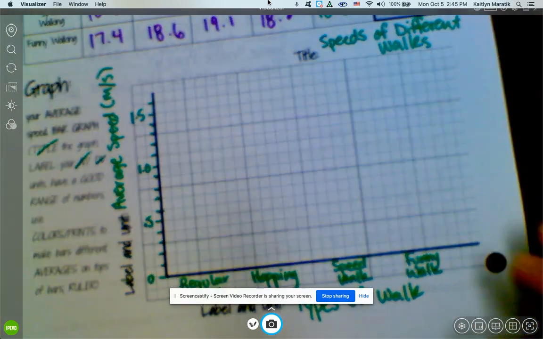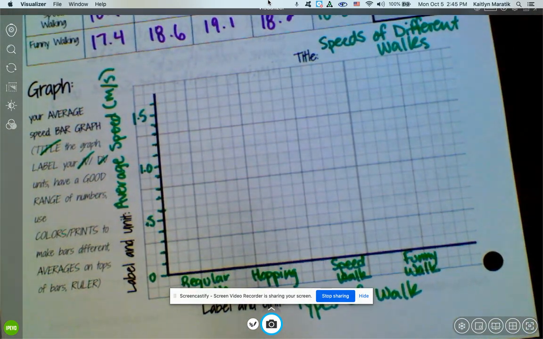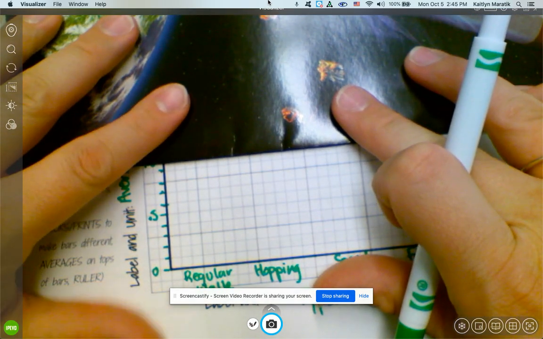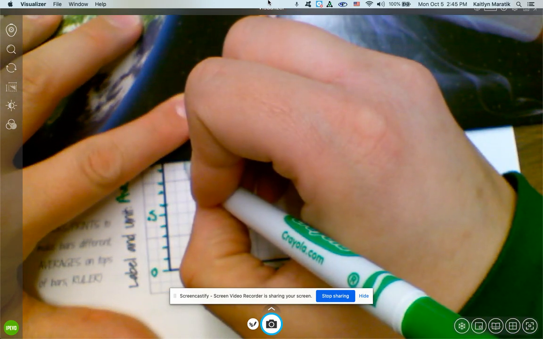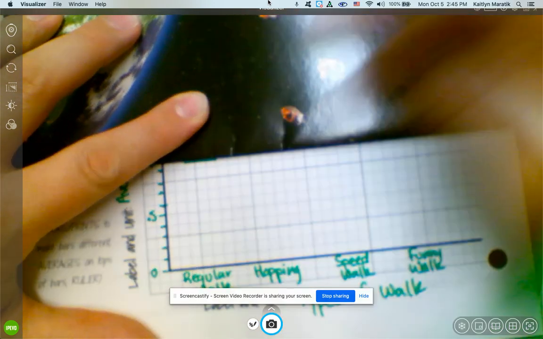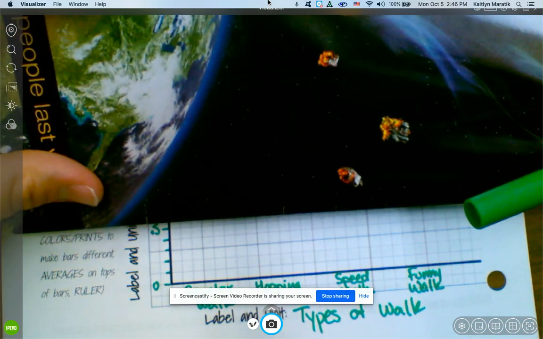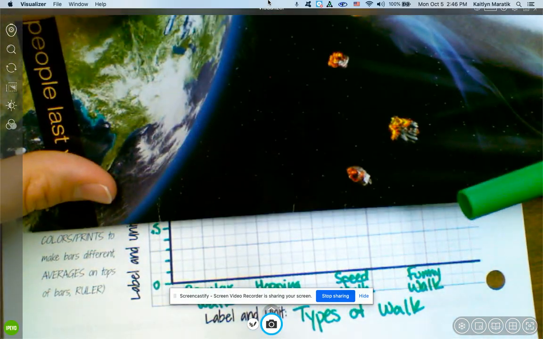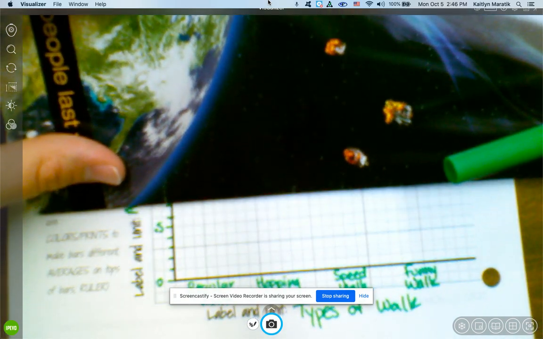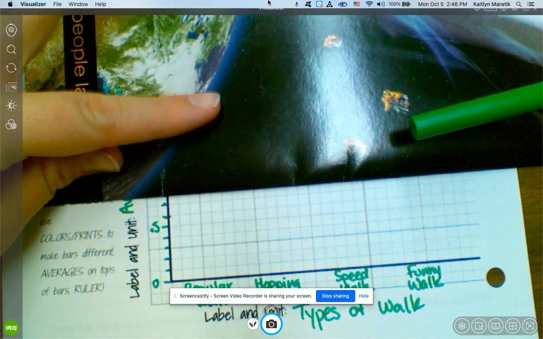So then we need to graph these. So my first one, my regular walk, was 0.92, so it won't quite be at the 1. And then the next one was hopping, so 0.74. It's about halfway here.